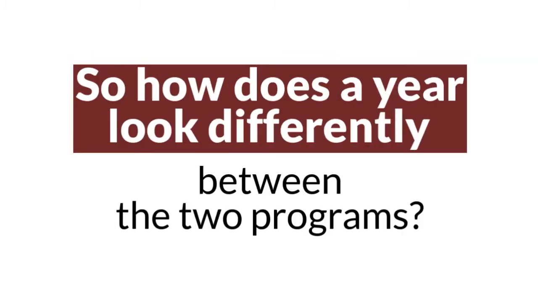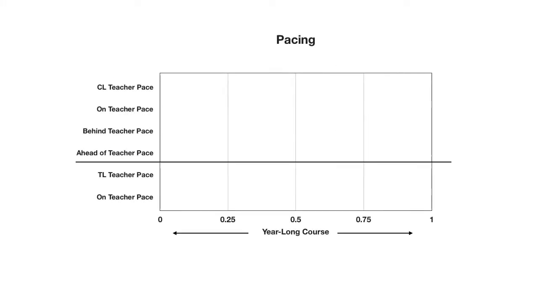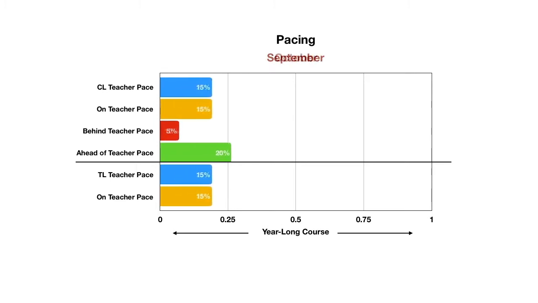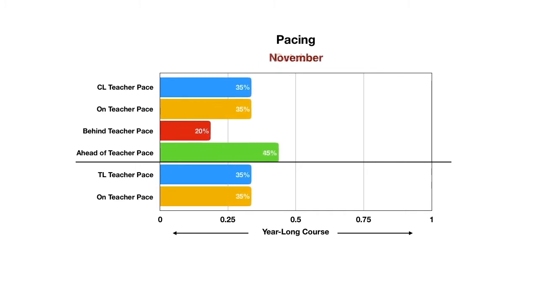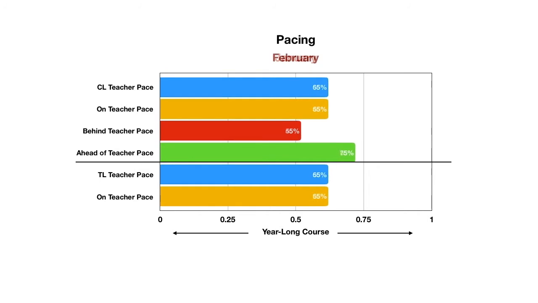So how does the year look differently between the two programs? Note the teacher's pace in blue for both CL and TL. At the top, you can see a student on pace in the CL in yellow, a student behind pace, and a student ahead of teacher pace as the year progresses. On the bottom, you can see that student pace matches the teacher's pace throughout the year in the TL program.